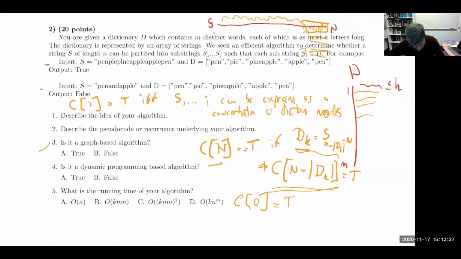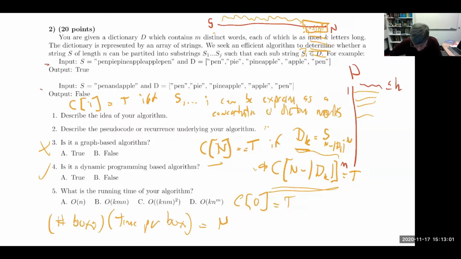So what do we know? Is it a graph algorithm? No. Is it a dynamic programming algorithm? Yes. What is the running time of this thing? I'd say it is always the number of boxes times the time per box. What is that going to be? The number of boxes is n. What is the number of things I have to test here?